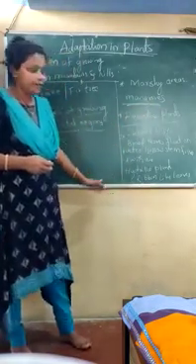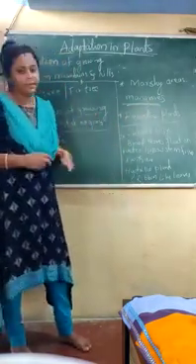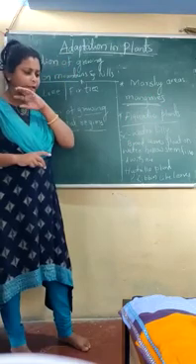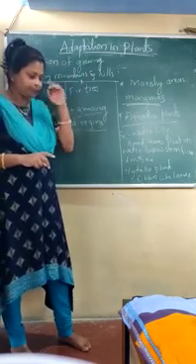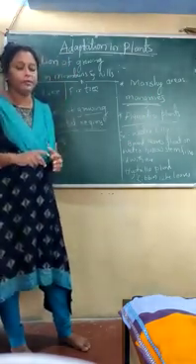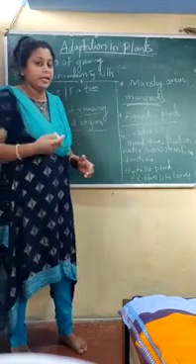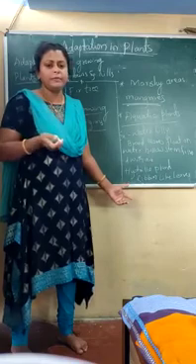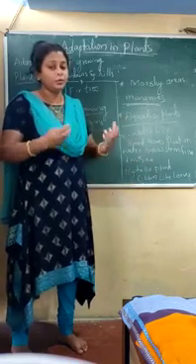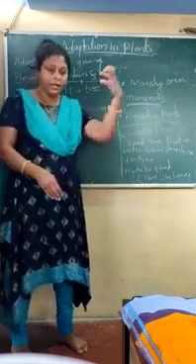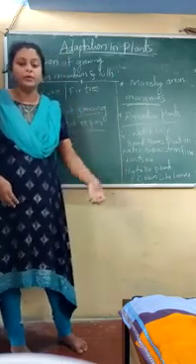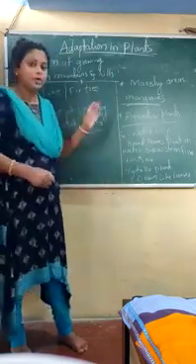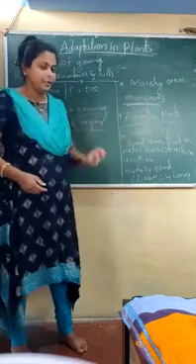Then the last and interesting one is aquatic plants. There is a photo which will come in front of our eyes, that is lotus, lily, hydrilla. There are some types of plants which are going to grow inside the water. They are going to grow inside the water. Those plants are called aquatic plants.